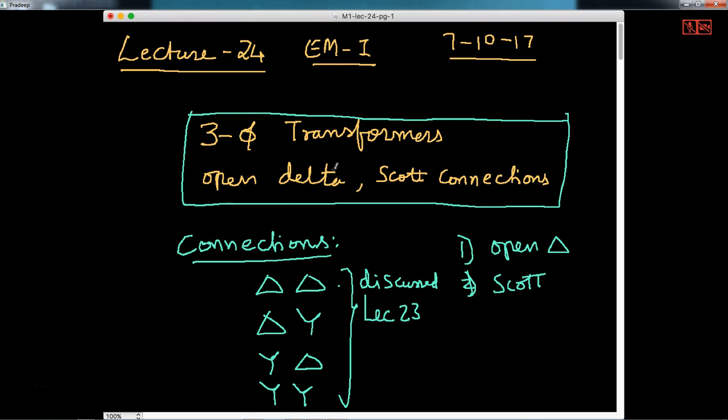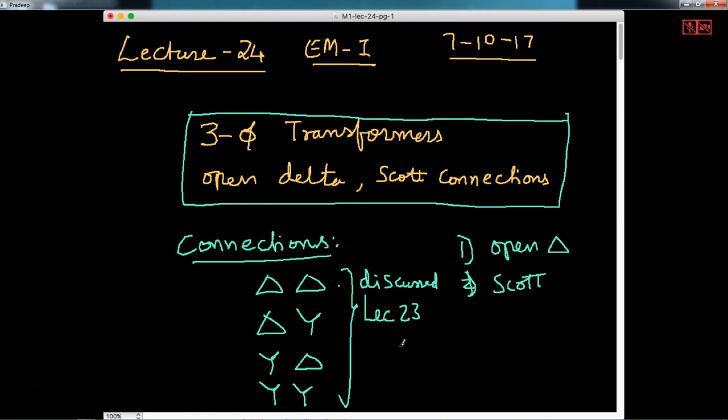Transformer, etc. What are the benefits of a three-phase transformer? That is the reduction in the weight, reduction in the cost, etc. We also discussed delta-delta connection, delta-star connection, star-delta connection, and star-star connection of the transformer. Then the other two connections are open delta and Scott connection. We'll briefly touch upon that today.